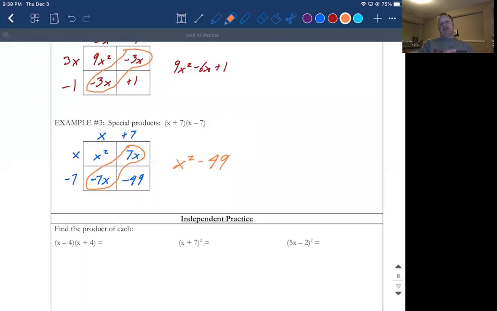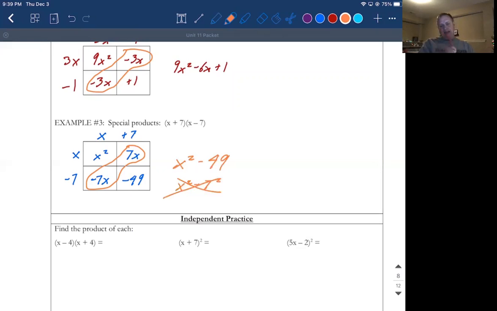And this has a special name. It's called a difference of squares. And what a difference of squares really is, everybody, is think of it this way. X times x is x squared. And 7 times 7 is 49. So this is really x squared minus 7 squared. And we never write it like that, but we have to think about that because that's really what's happening.